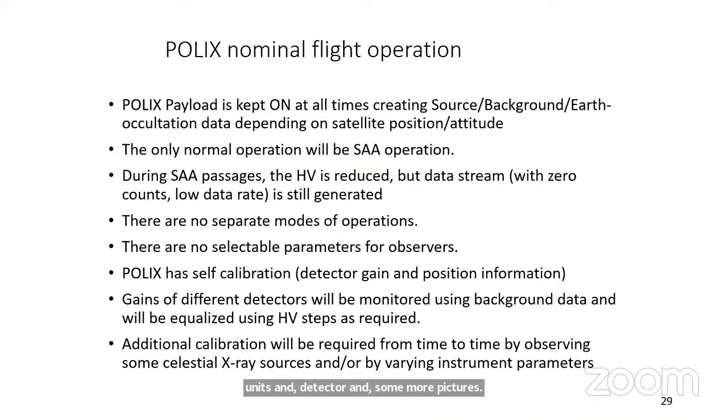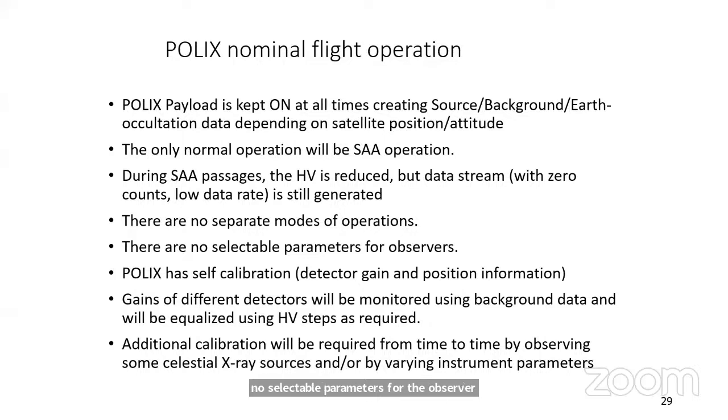Polix nominal flight operation. The Polix payload is kept on at all times, and we are not going to power it off, creating source, background, and Earth occultation data, depending on satellite position or attitude. The only normal operation will be SAA operation. I'll tell you about SAA operation. During SAA passages, the HV, I mean high voltage, is reduced, but a data stream with zero counts, at low data rate, is still generated. There are no separate modes of operation, and there are no selectable parameters for the observer.